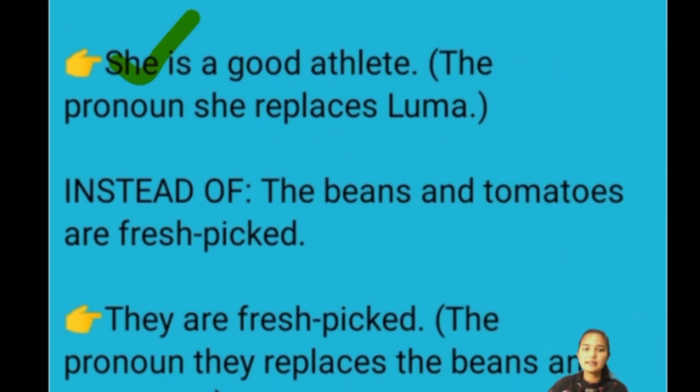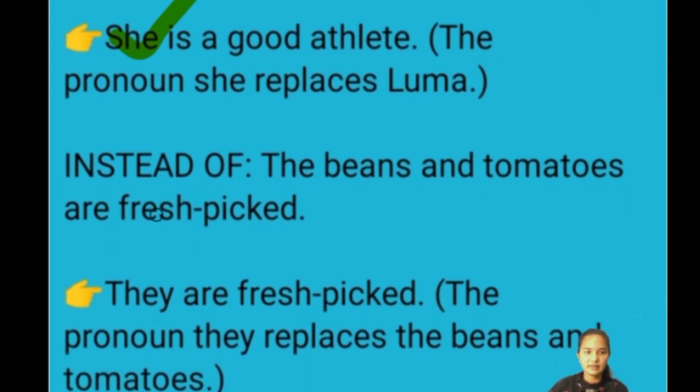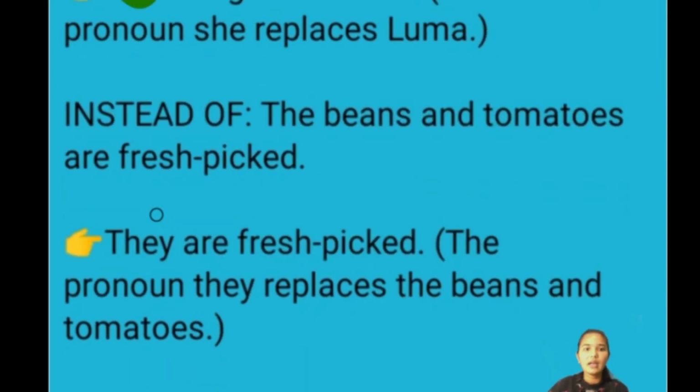Now let us see one more example. The beans and tomatoes are fresh picked. If we have to introduce a pronoun here, how will we say the sentence? We will use they, because here we are talking about beans and tomatoes. There are two things, right? So we will say here, they are fresh picked.